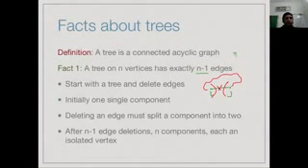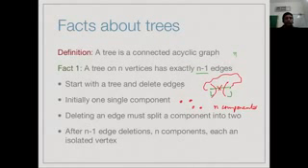Now I delete one more edge. By the same argument, whichever component that edge belongs to will split again. So each time I delete an edge, I increase the number of components I have. But then I know that in the end, if I have n isolated vertices, I can have at most n components. I cannot have more than n components if I have n vertices. So I can only do this deletion n minus 1 times.